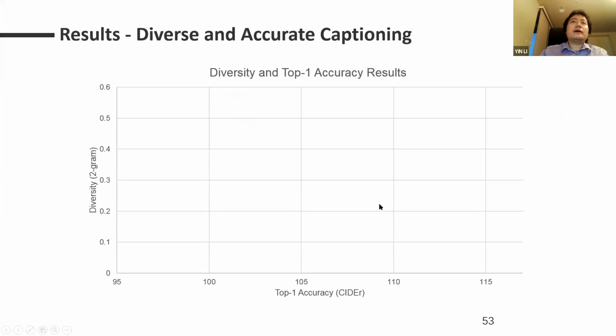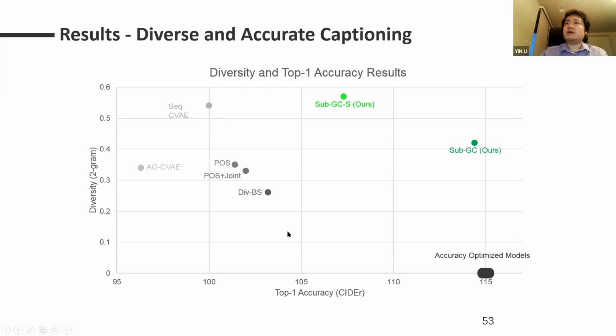Okay, so a quick summary of the results. There is a trade-off between diversity and accuracy. So if you look at all these methods optimized for accuracy, the CIDEr score is around 115-ish. If you look at all the methods designed for diverse captioning, their accuracy is a little bit more than 100, but they do have more diversity in terms of the 2-gram diversity. So this is where our method lies, right?